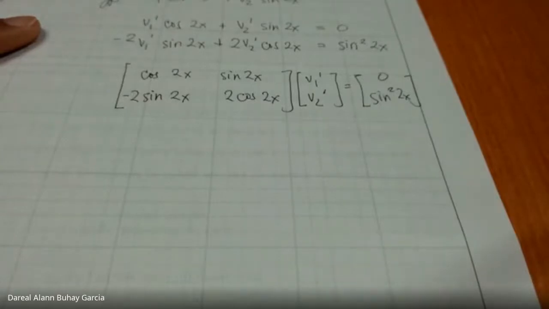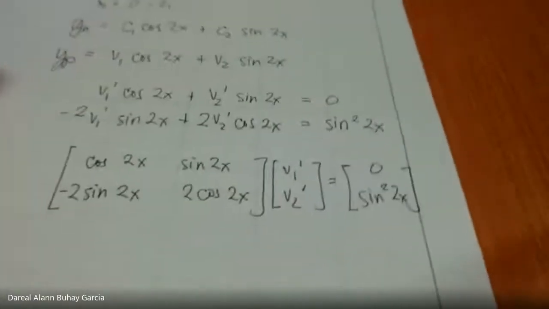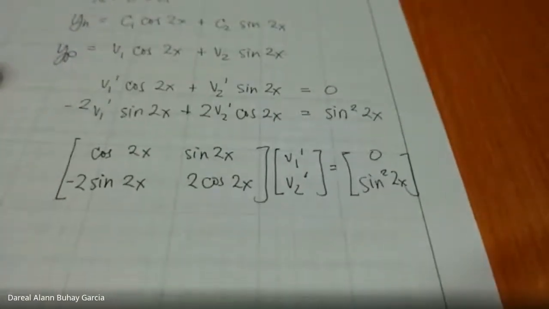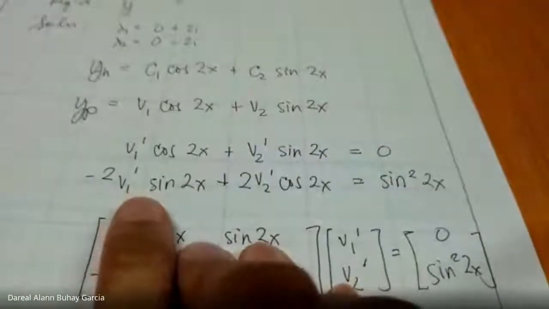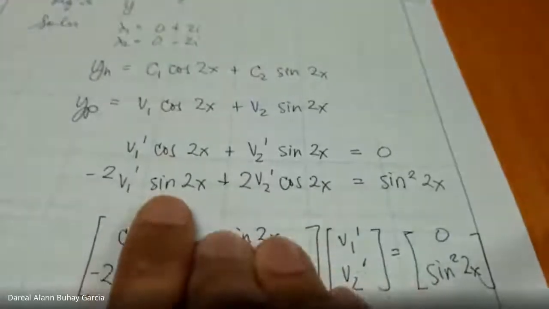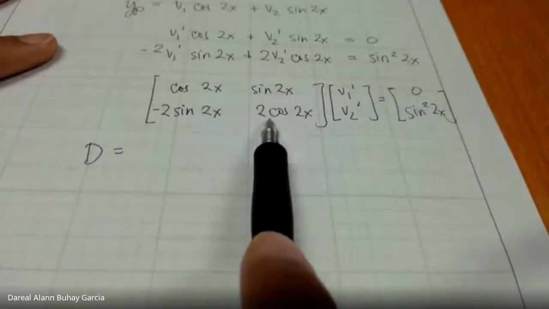Times v1 prime, v2 prime is equal to 0 and sin squared 2x. Next, solve for v1 prime. This is a good example, since we can't use elimination directly. So we put it in matrix form and solve for the determinants. Solve for the determinant D.